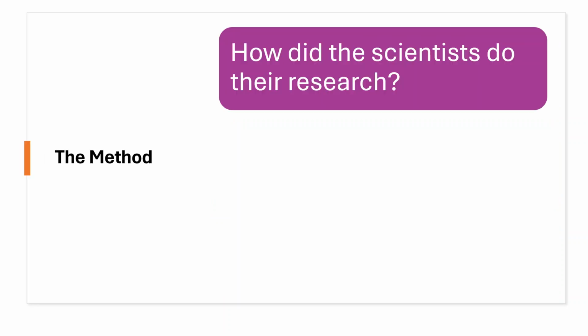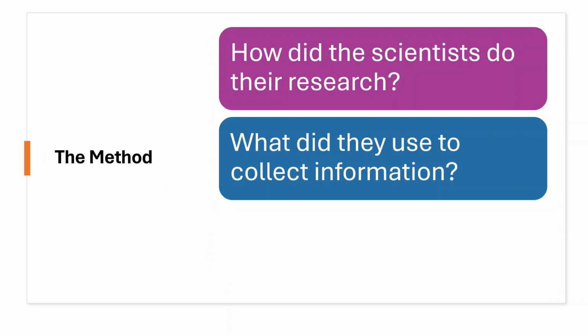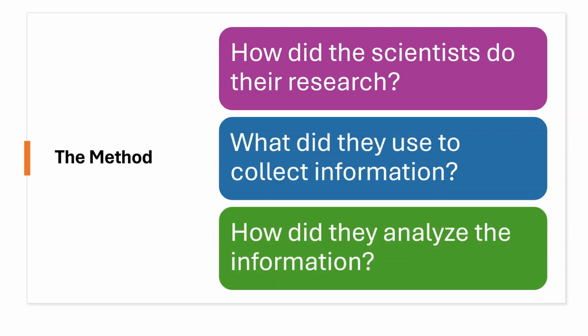Then, after the introduction, comes the method. So, these are the methods that the authors, the scientists that have written about this research, have followed in order to do their research. So, how did these scientists do their research? That's what the method section will be telling you. And it'll also be telling you what they used to collect the information that they're going to write about later. And once they got that information, how did they analyze it?